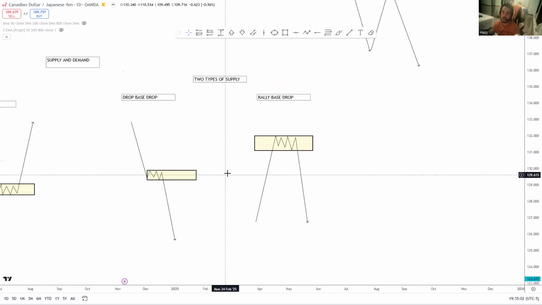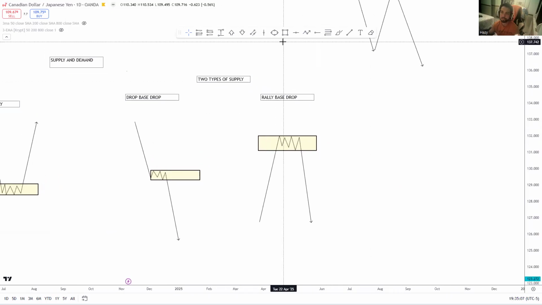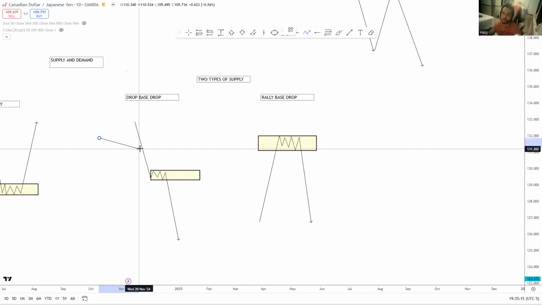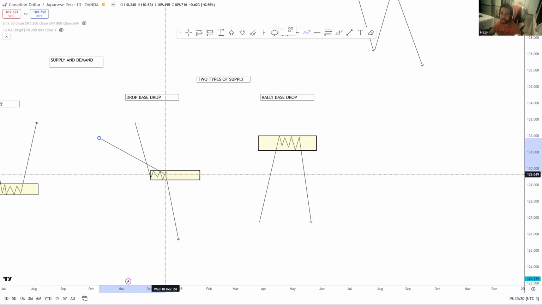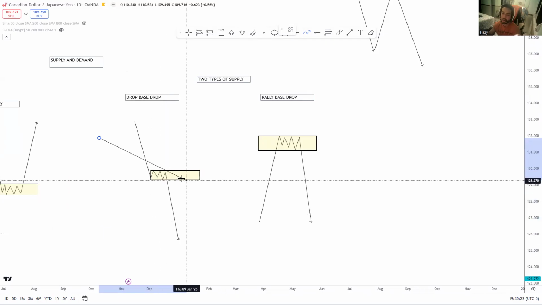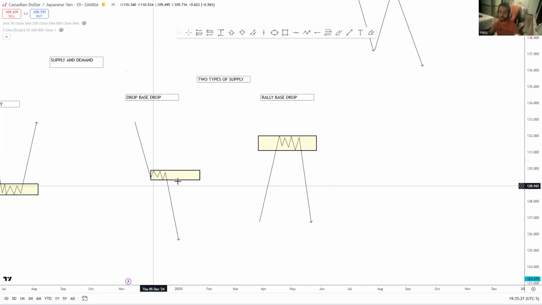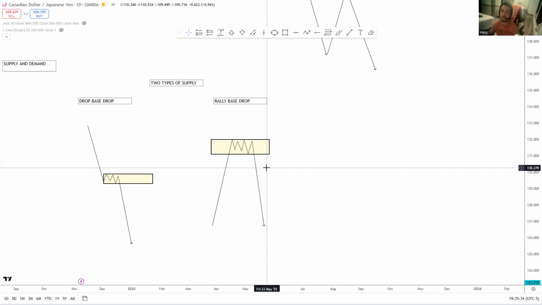Now let's talk about the two types of supply, which is the same thing but in the other direction. The first one is a drop-base-drop. We have a drop. We have a base, which is a bunch of indecisive candles, and then we have an explosive or decisive move to the downside out of the base. Then second and lastly, we have the rally-base-drop, which is more like an M shape.